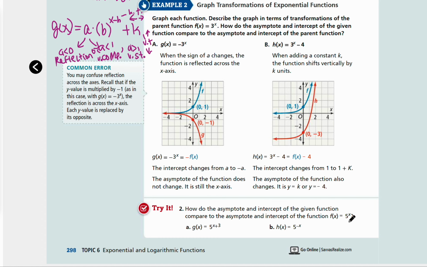How do the asymptote and the intercept of the given function compare to the asymptote and intercept of the function f of x equals 5 to the power of x? So compare g of x and h of x to the parent function 5 to the power of x. I already explained that the parent function for exponential functions would have the same base, right? If it has different bases, then you can't compare it, okay? So it has to be the same base, and the parent function would be the same base to the power of x. So pause the video, see if you can define the transformations. Come back when you're ready for answers.